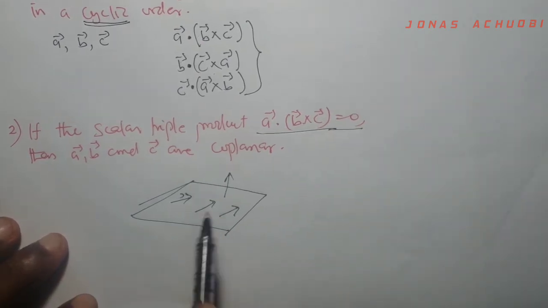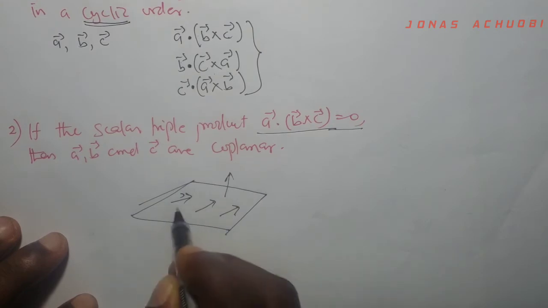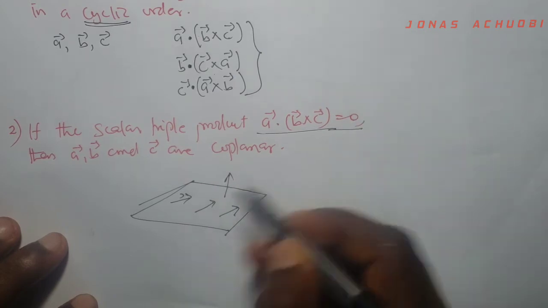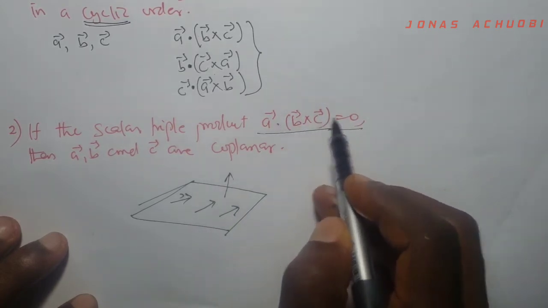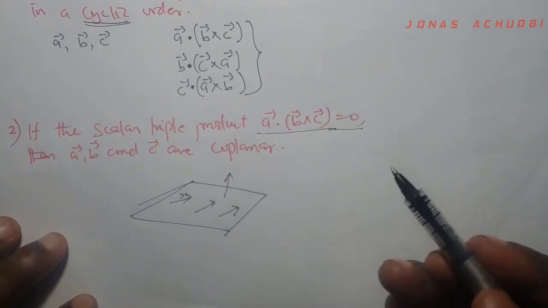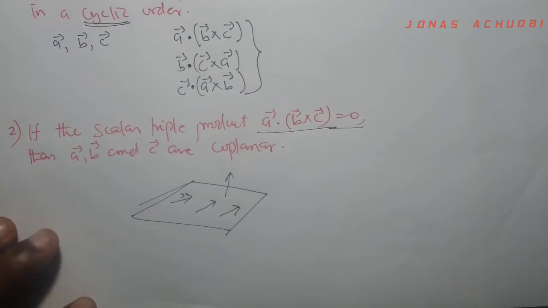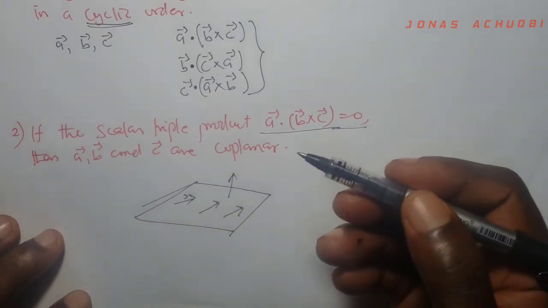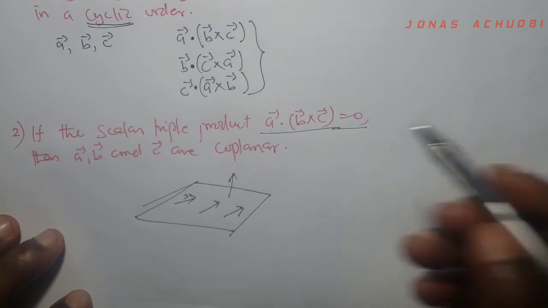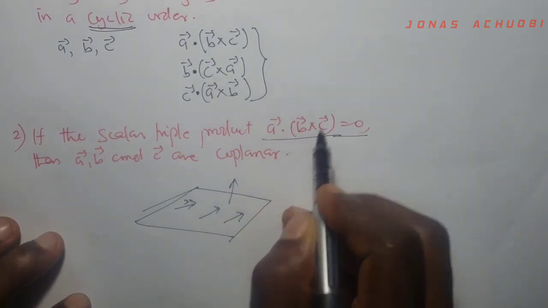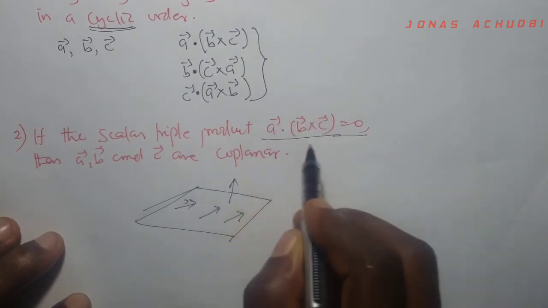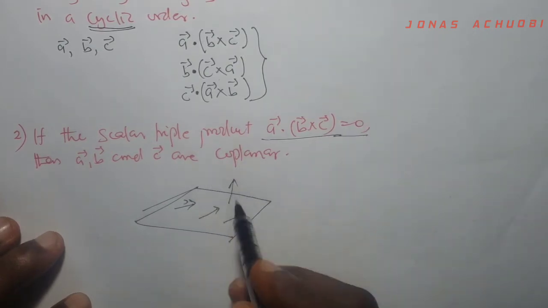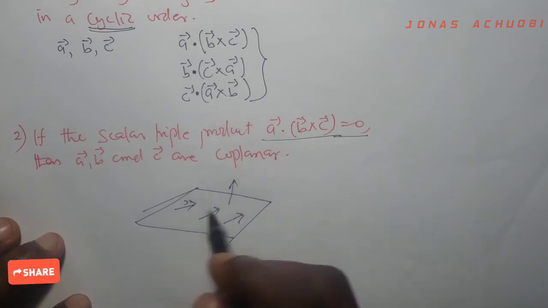So what we're saying here is this: if 3 vectors A, B, and C are on the same plane, their scalar triple product will be 0, and vice versa. That means if the scalar triple product of 3 vectors is 0, it tells you that the 3 vectors are coplanar. So if you're asked, for example, in an exam, to show that 3 vectors are coplanar, you compute their scalar triple product, and that should give you 0. So whenever you compute the scalar triple product, like the one we did before in that example, and your answer is 0, this tells you that the 3 vectors are coplanar.